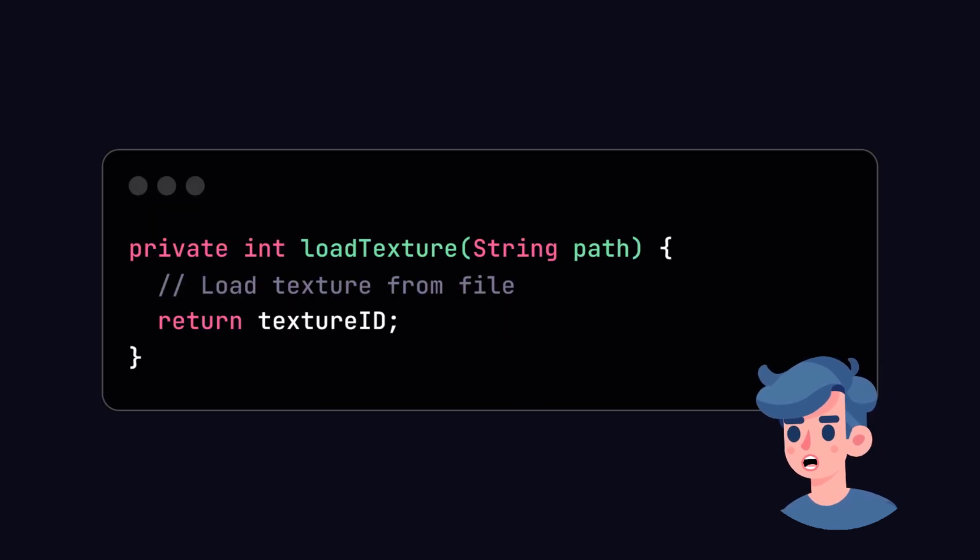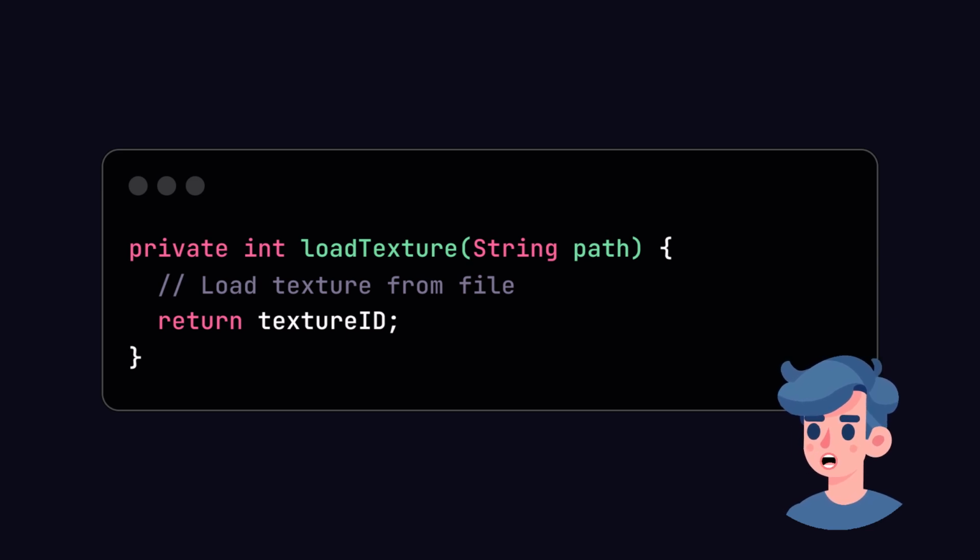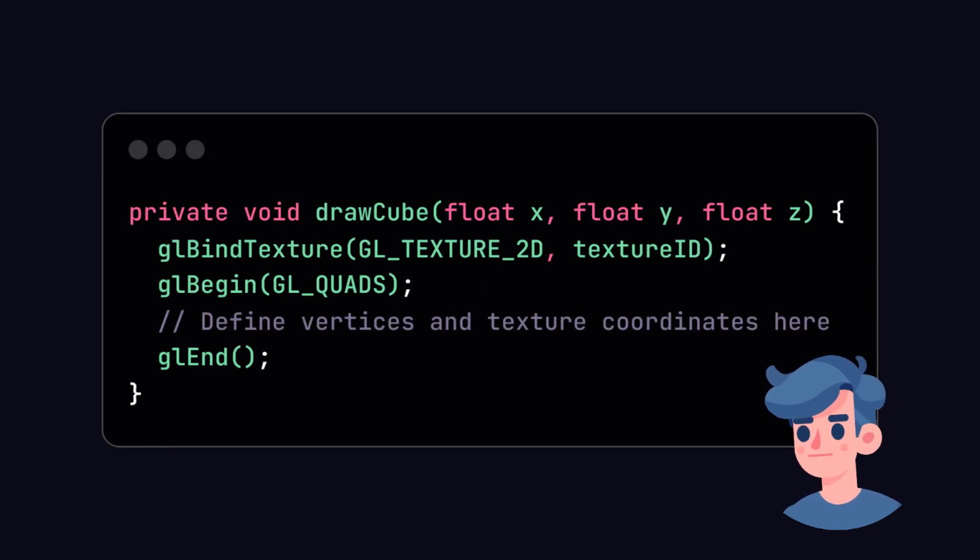Now that we have collision detection, it's time to enhance our visual representation. We can add textures to our cubes to make the maze visually appealing. Let's load textures using LWJGL. Update the drawCube method to bind our texture before rendering the cube. This will allow the cubes to have proper textures applied to them, enhancing the look of our maze.